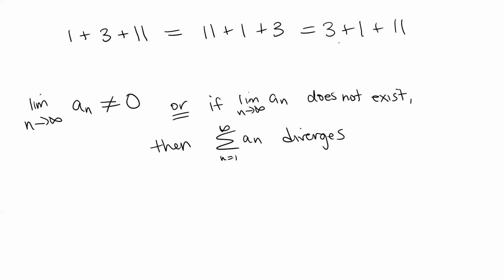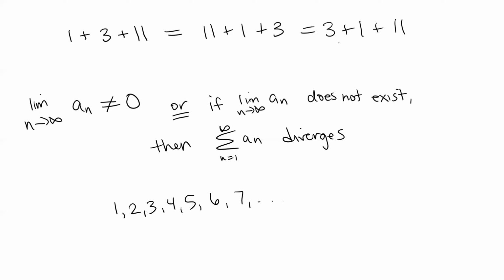Okay, so let's think about why this makes sense. So we have these terms. If the limit of the terms does not equal zero, then our infinite series will diverge. So the only way for this series to converge is if the terms become increasingly close to zero. So let's think about if we have 1, 2, 3, 4, 5, 6, 7. Here we can see that our terms are getting larger.